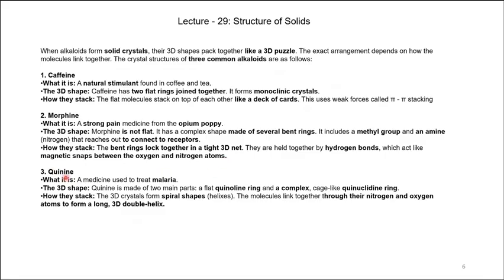What is quinine? As we said, it was a drug for malaria, and the 3D shape of quinine is made of two main parts: a flat quinoline ring and a complex cage-like quinuclidine ring. How do they stack? The 3D crystal forms a spiral, helix shape, and the monoclinic molecules are linked together through their nitrogen and oxygen atoms to form a 3D double helix shape.